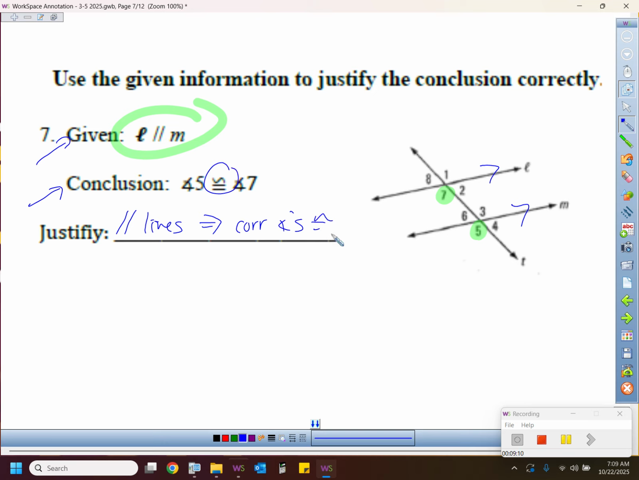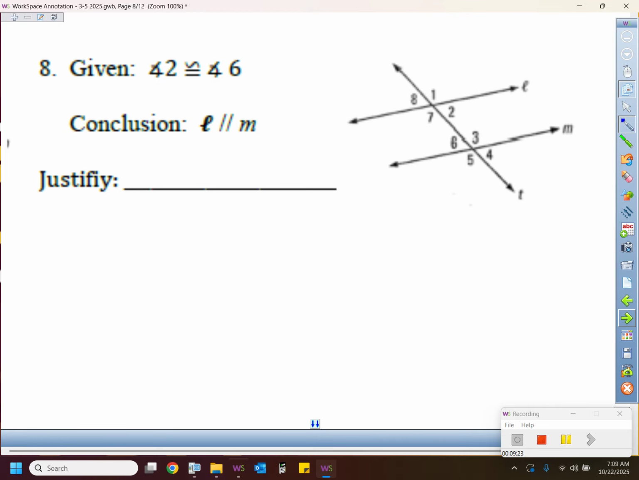Remember, we'll use the same symbol as the one they were talking about. If it was equals, we use equals. If it's congruent, we use congruent. So this is kind of like going backwards. We're just doing a one-step proof because we've been doing multiple-step proofs for a while now. So let's do another one-step proof.